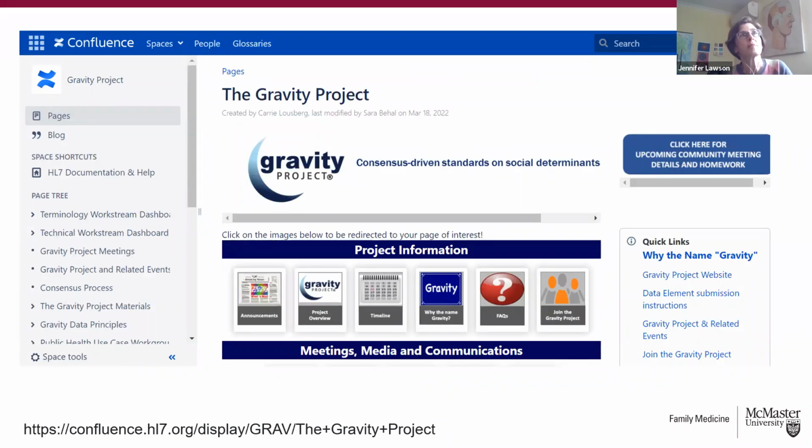With limited time, I'm simply going to point you to the Confluence repository for the Gravity project shown here. And later in the presentation, I'm going to point you to a presentation by Sarah De Silva, which really unpacks this robust project.